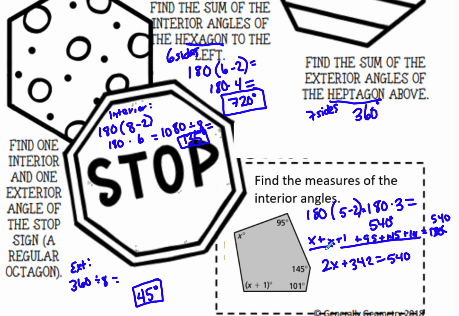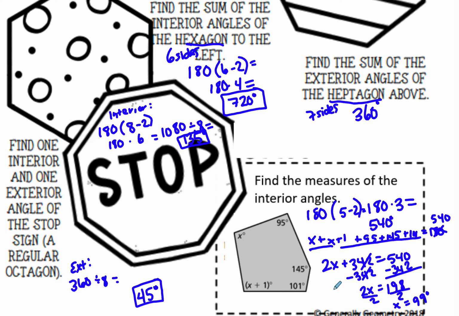All right. Two-step equations. We do order of operations backwards. We get rid of addition and subtraction first. Then we get rid of multiplication and division. So we're going to subtract 342. All right. So 540 minus 342 gives us 198. 2x equals 198. So then we're going to divide both sides by 2. That's going to give me a total of 99 degrees.